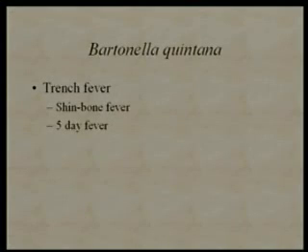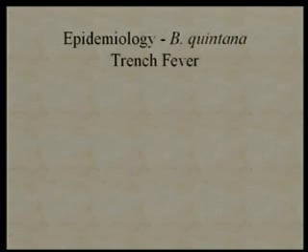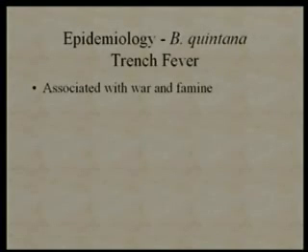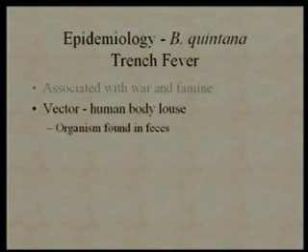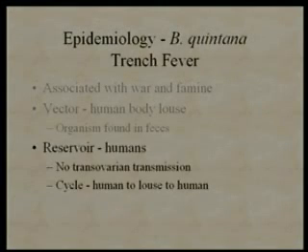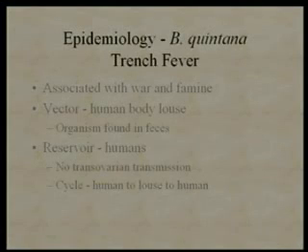So Quintana is the causative agent of trench fever. This is also called shin bone fever or 5-day fever. Again, this one, just like typhus, is associated with wars and famine. The name comes from the trench. When the soldiers would be in the trench, this is where the term trench fever came from. The vector here is the human body louse, just as it is in typhus. And just as we saw before, the organism is found in the feces and inoculated. The reservoir is humans, okay? And so it's human to body louse to human in the times of war and famine. So that's the normal cycle for this organism.